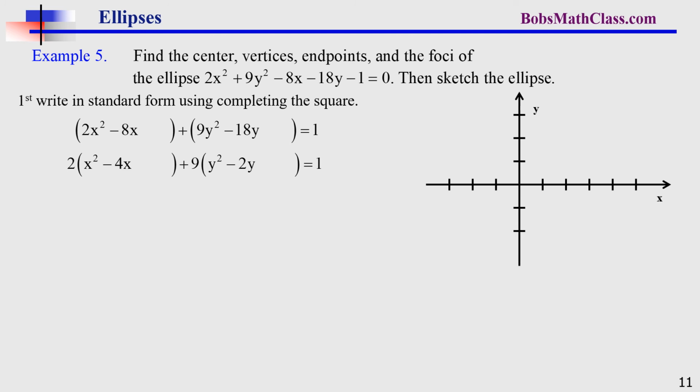So factor out a 2 from the first pair and a 9 from the second pair. Okay, now we're going to use completing the square. Half of negative 4 is negative 2, and then square it is 4. And in the second parentheses, half of negative 2 is negative 1, and then we square it, we get 1. So we're going to add a 4 and a 1.